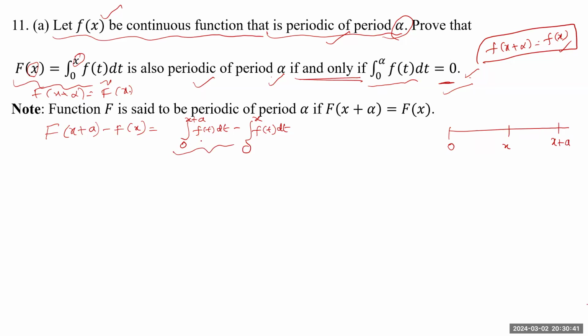Somewhere here there is a. So I will split this: the first one is 0 to a, because we know that the integral 0 to alpha of f of t is equal to 0. So I split this into two parts, either a or alpha: the integral 0 to a of f of t dt plus the remaining part a to x plus a of f of t dt, minus the integral 0 to x of f of t dt. Any doubt? So this is what I got.